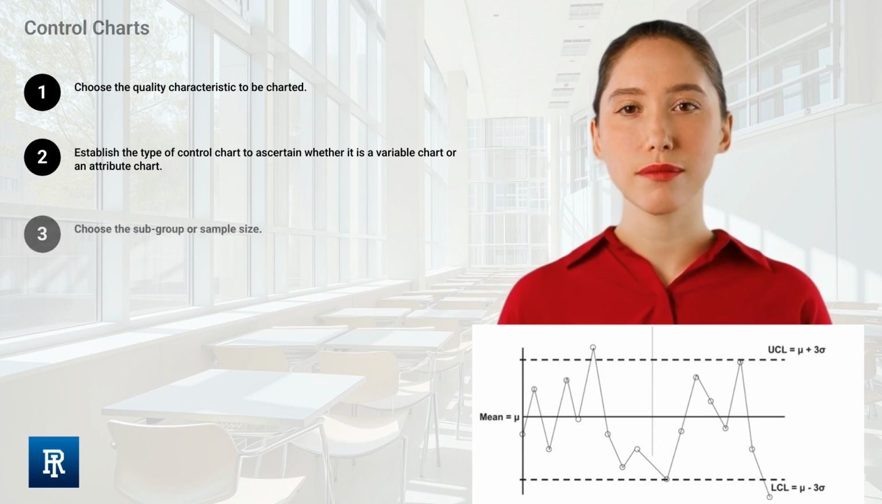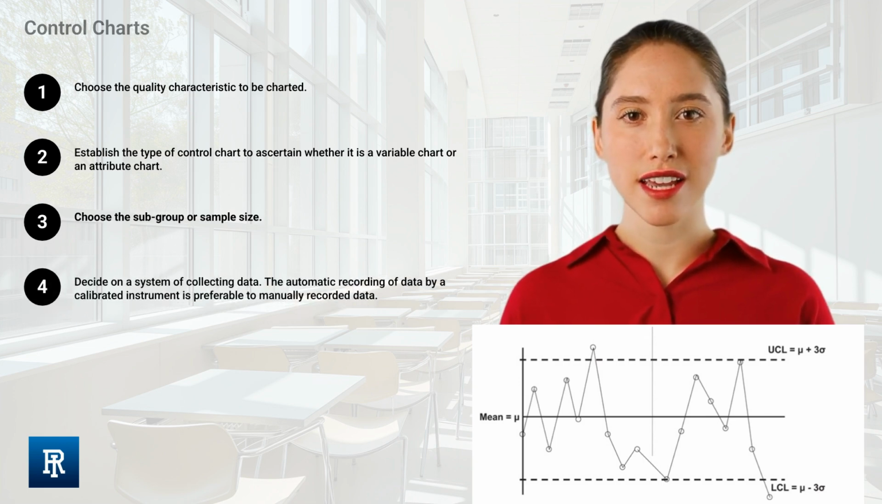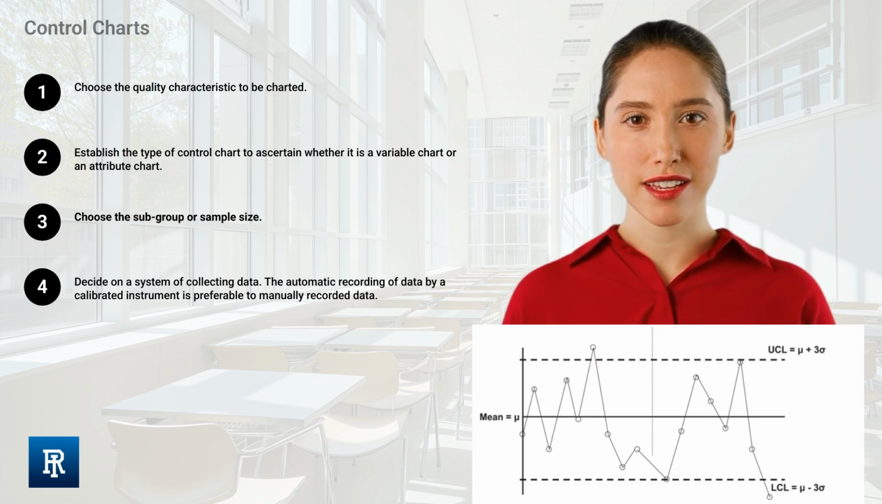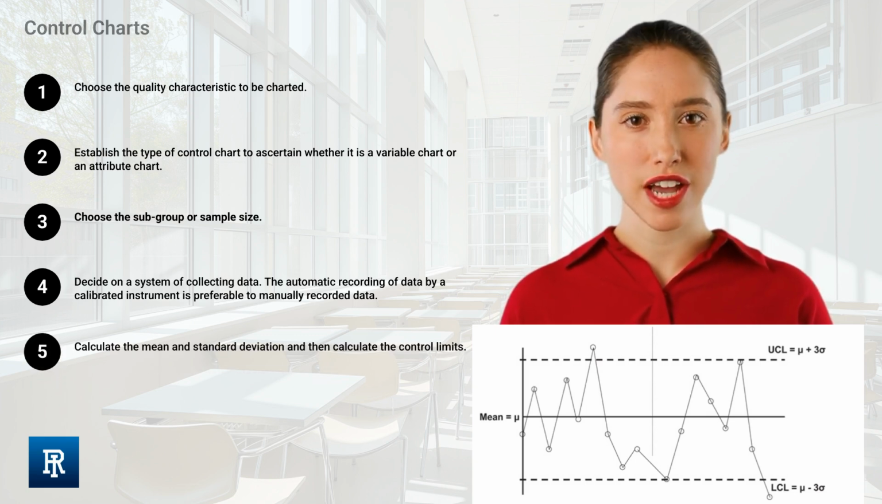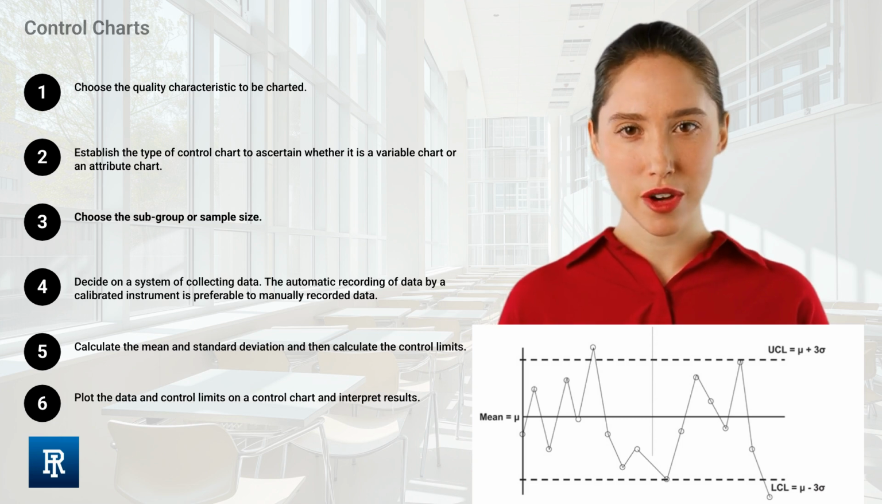Choose the subgroup or sample size. Decide on a system of collecting data. The automatic recording of data by a calibrated instrument is preferable to manually recorded data. Calculate the mean and standard deviation, and then calculate the control limits. Plot the data and control limits on a control chart and interpret results.